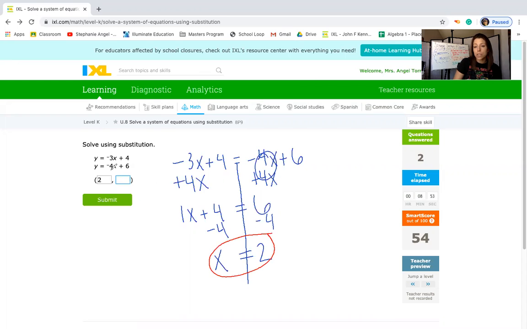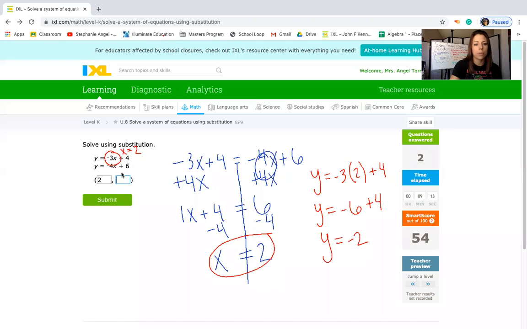Pick either equation, it doesn't matter. Let's say I wanted to use the first one. I'm going to plug in x is 2 into that first one. So y equals negative 3, replace x with 2, plus 4. So y is negative 6 plus 4, and negative 6 plus 4 is negative 2. So I believe the answer here is (2, negative 2).